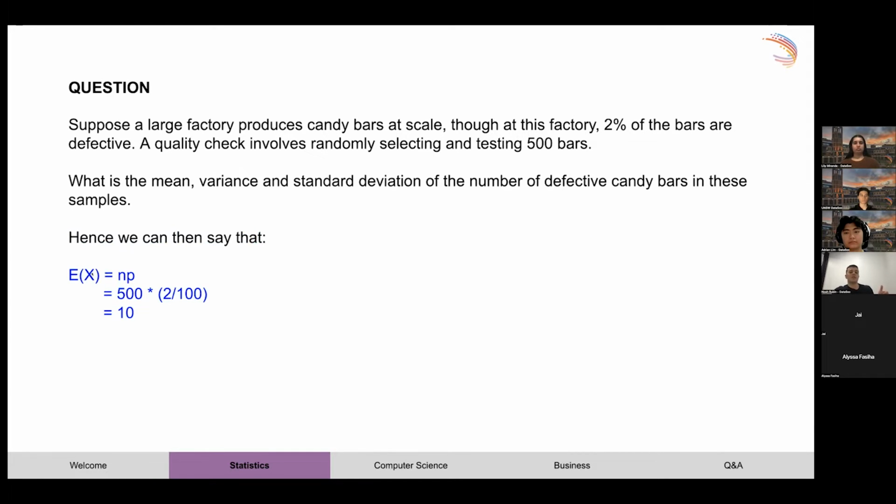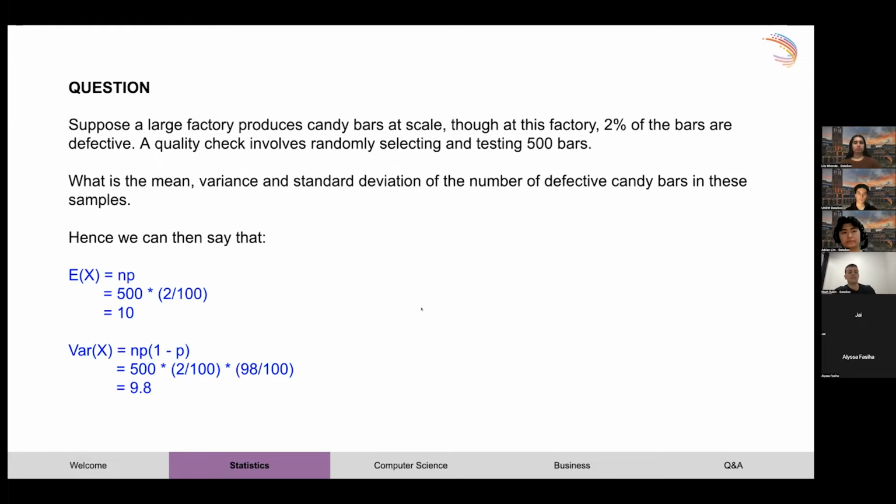From a few slides back, you would have seen that the expectation of our random variable is nothing but n times the probability of success. Now, in our case, the success is the fact that the candy bar is defective. That is our p, so 2% or 2 over 100. And so what we do is take our sample size n and multiply it by the probability that a candy bar is defective. And so what we can say is that the mean of our random variable x is 10.